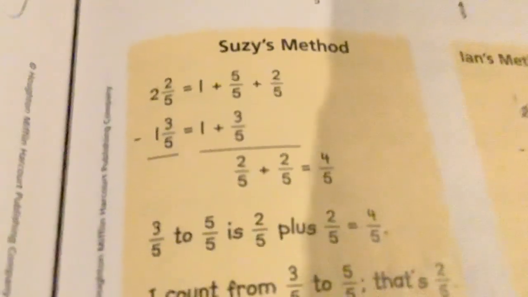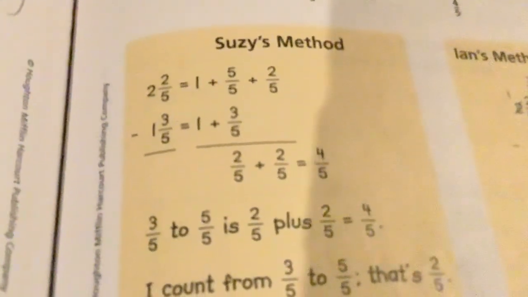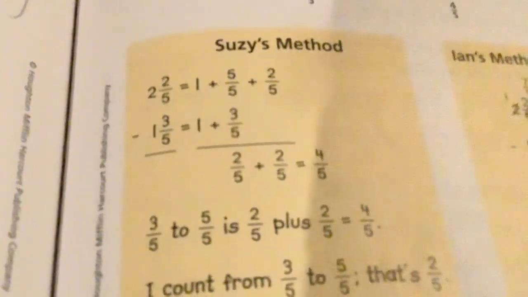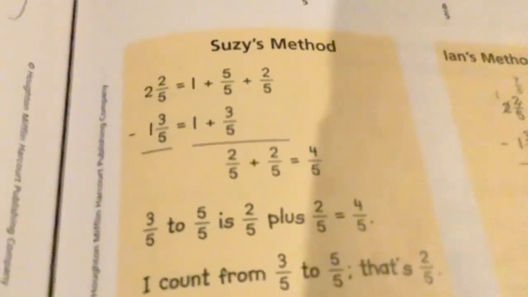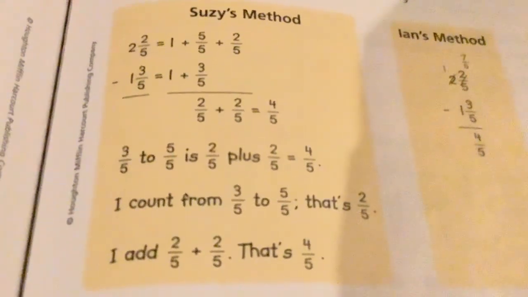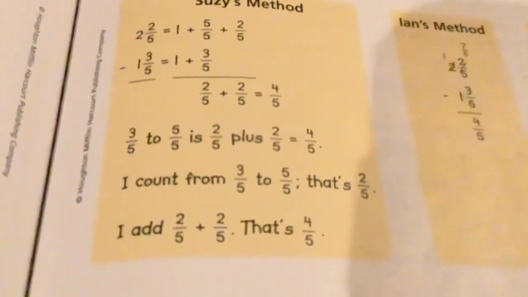2 and 2/5 is 1 plus 5/5, which is really 1 plus 1, which is 2. Then, she did 2 plus 2/5, which is 2 and 2/5. But then, she explained how she got that by subtracting that from 1 and 3/5 for her to practice. 2 plus 2/5, 2/5 plus 2/5 is 4/5.